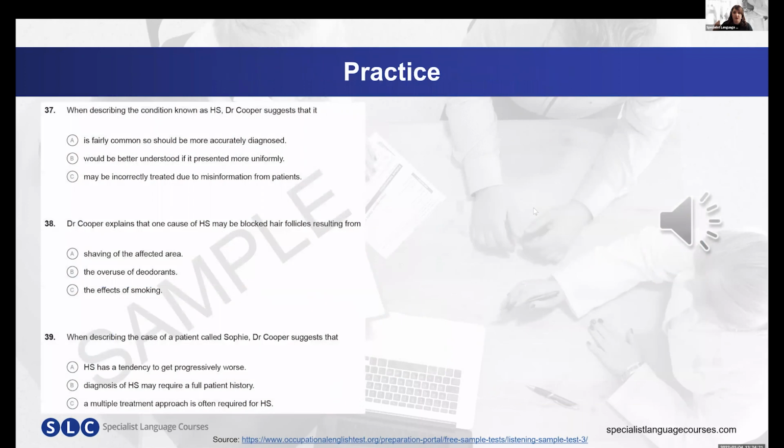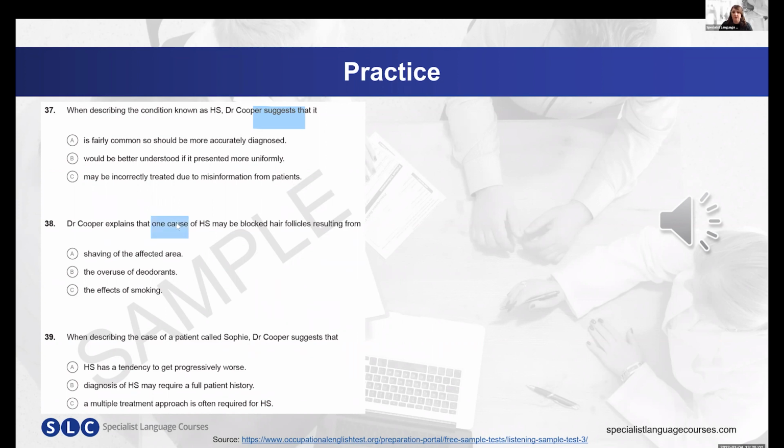All right, so here are our questions. So let's take a look at some of our keywords in the questions. So 37, when describing the condition, Dr. Cooper suggests, so notice this is a suggestion, may not be directly stated. It is fairly common, so should be more accurately diagnosed. Is this Dr. Cooper's opinion that it must be more accurately diagnosed? Is it to do with if the condition presents more uniformly, so if it was the same in everybody, it would be better understood? Or is it C, incorrectly treated due to misinformation from patients?